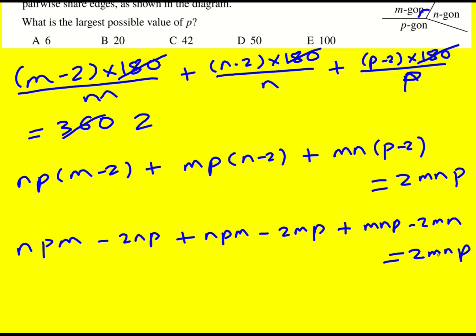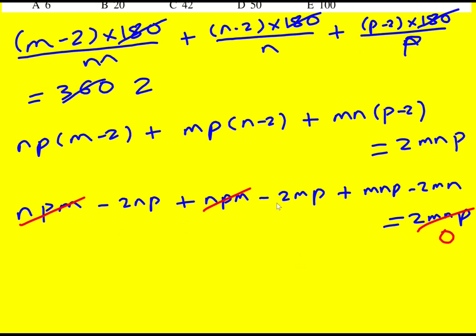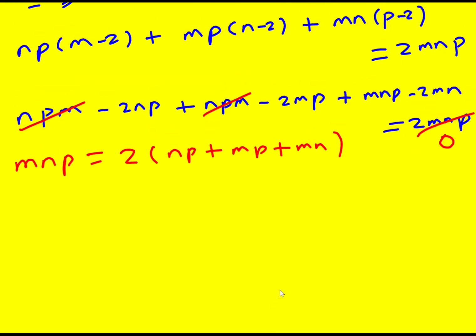So I've got 2MNP on the right-hand side, and I've got two lots of it over here. So I'm just going to cancel them out. Then I can write that MNP is equal to 2NP plus MP plus MN. Okay, it is simplifying, just trust me on that.